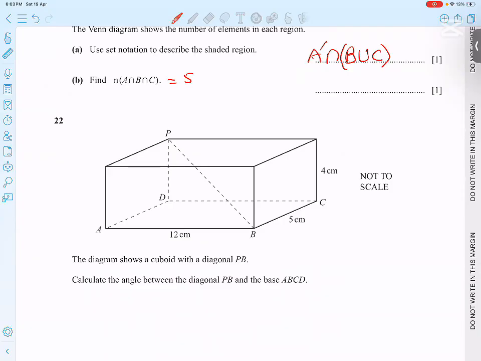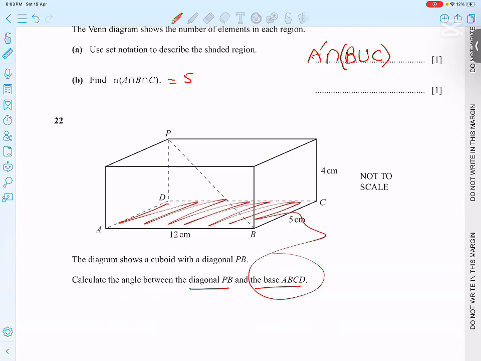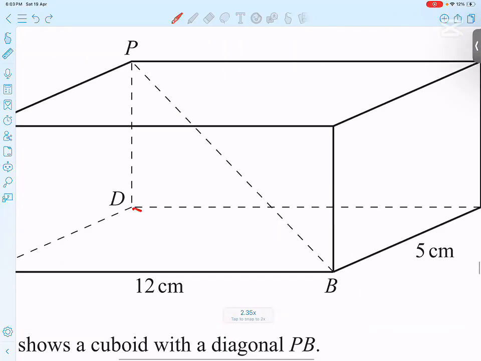Next question, he asked us, students, what is the angle between the diagonal PB and the base ABCD? Whenever he says base ABCD, this is called the floor, or the base ABCD. Some students think the angle he talks about is this one, which is totally wrong. So we have to make a line on the floor, and this is the angle he talks about.